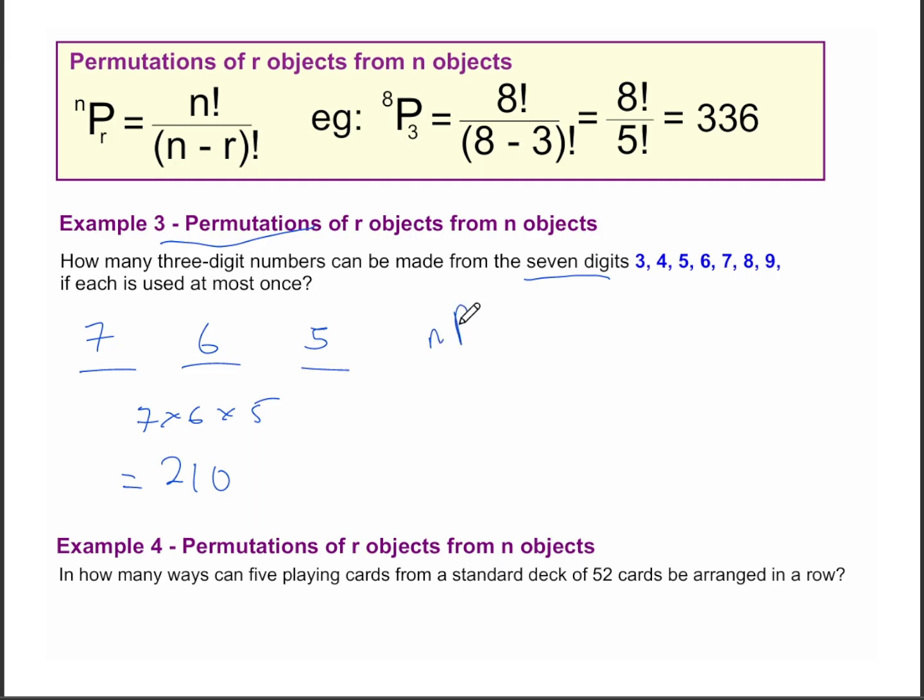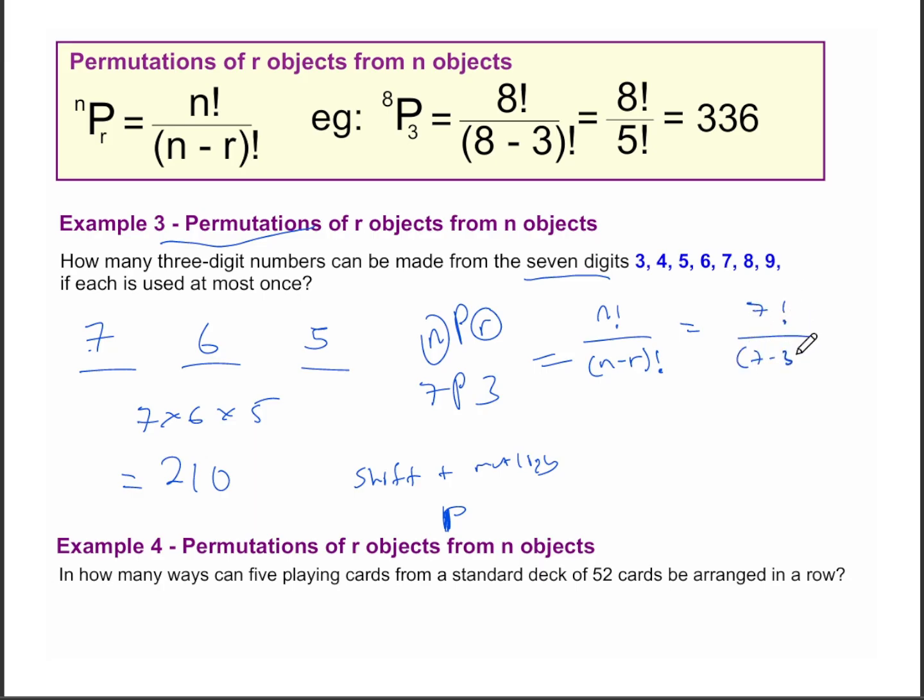N, you have the P letter in your calculator, then R. What N is the total number of objects, which is 7. What P is the permutation symbol, which in my calculator is if you press shift, then the multiply function, and you get the P like this. Then that R is the number of spaces that we have, which is 3 spaces. And what this does is it gives you N factorial divided by N minus R factorial. So in our case, it is 7 factorial divided by 7 minus 3 factorial.